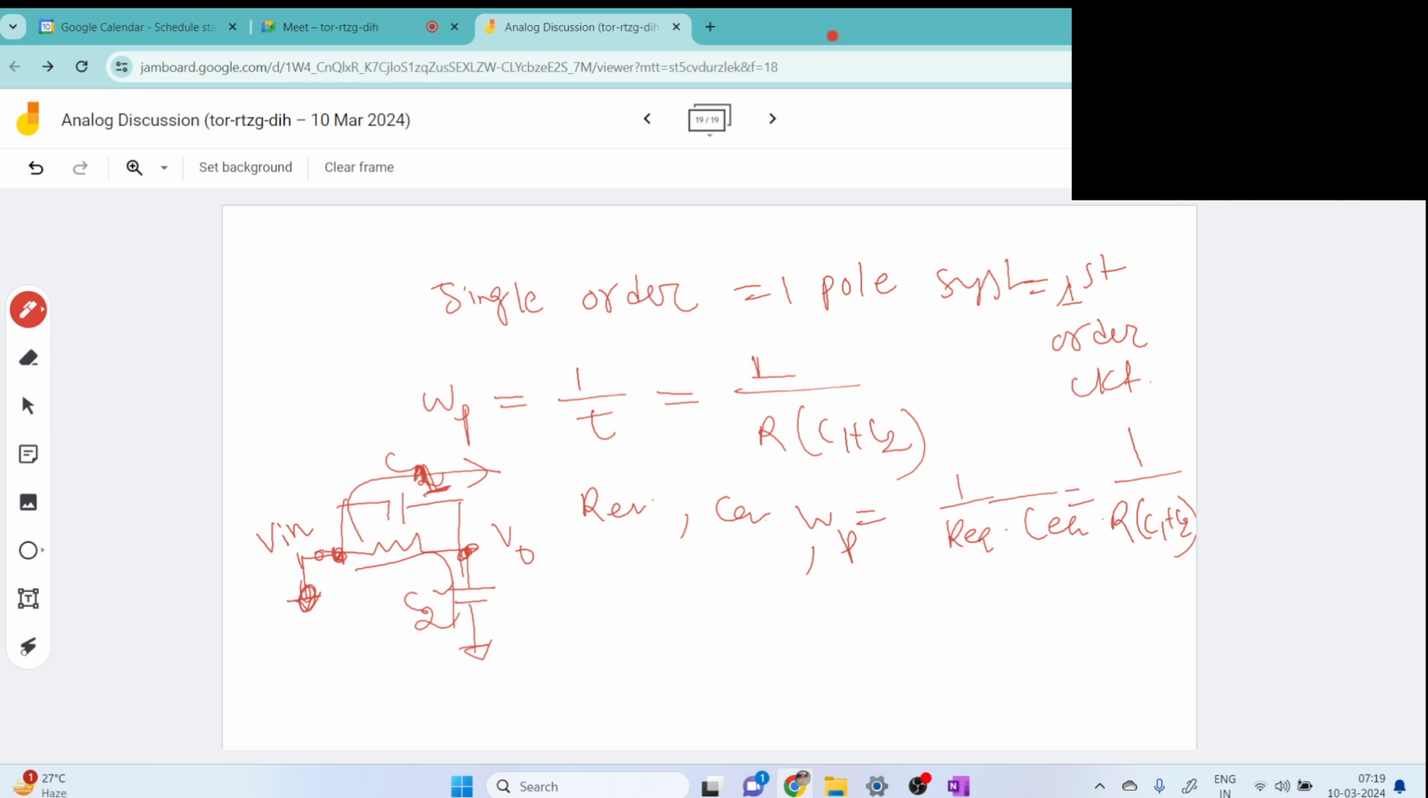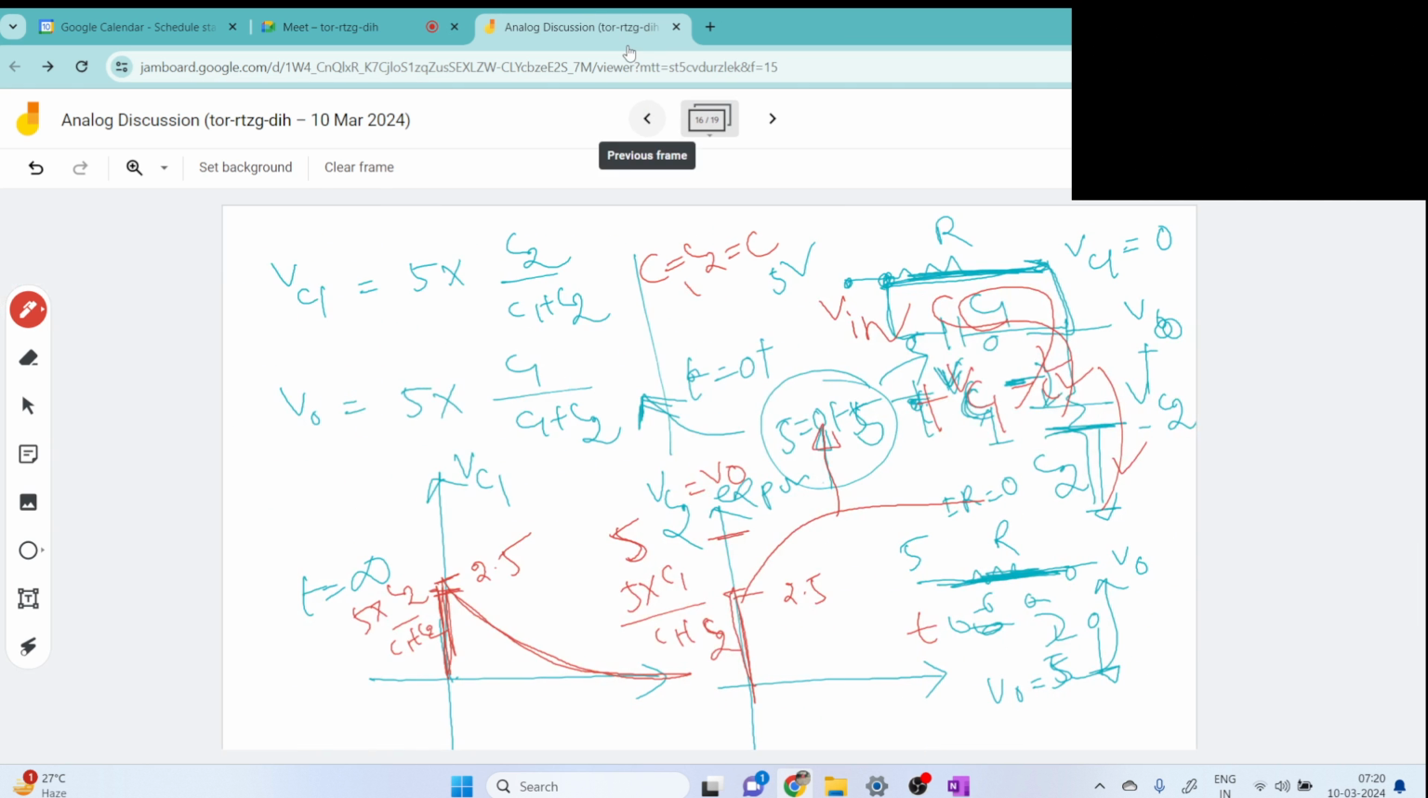If we have an extra frequency dependent path from input to output, there is most likely a zero. In most cases, there is a zero. Another thing: in the time domain response, if there is a sudden jump across the capacitor voltage, that means there is definitely a zero. Now back to slide number 16.